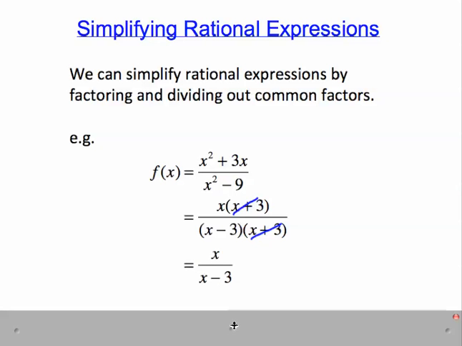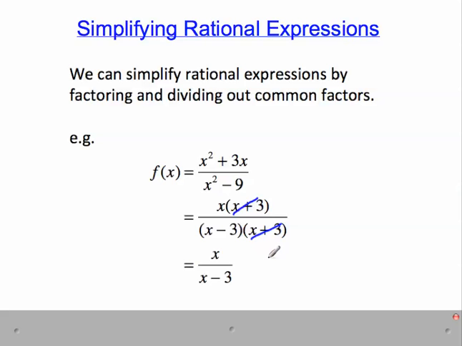Once we do that, our simplified form is what's left over, x over x minus 3. So we've simplified this original rational expression to this simpler rational expression by factoring and then canceling the common factor. Now, remember that we said that with rational expressions, we have to be careful of restrictions, and we looked at how to do that in an earlier video.